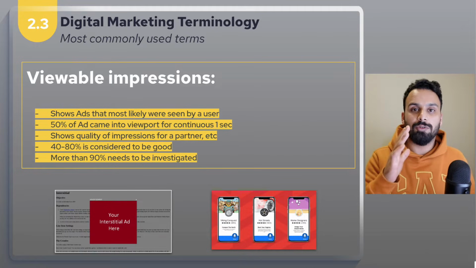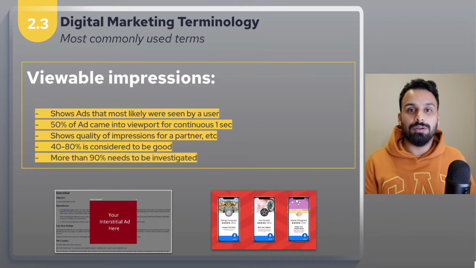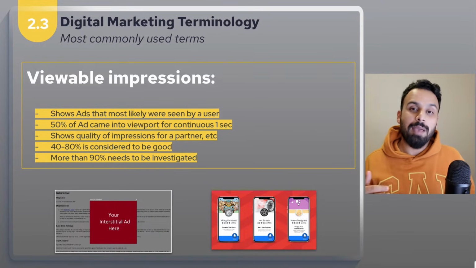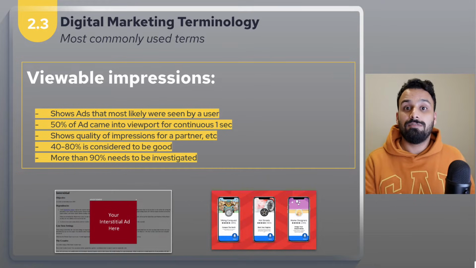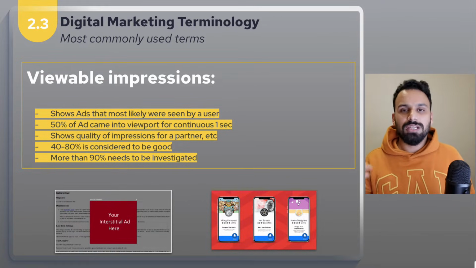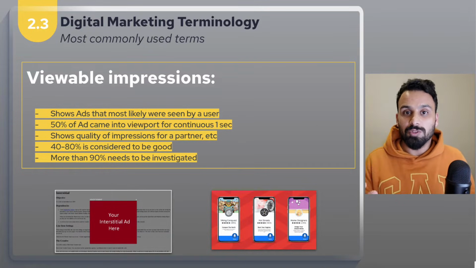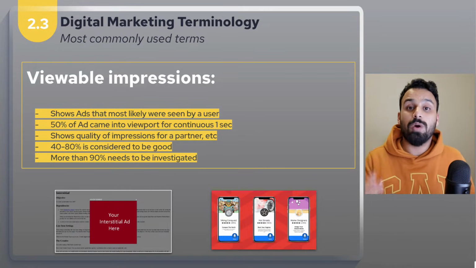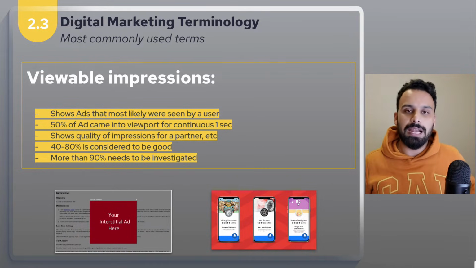So for example, if you're running a campaign on BBC, Google Ads, anywhere, and your campaign has received 100 impressions and your viewable impressions is 40, which is 40% viewability, that means 40% of the times your ad was loaded, it appeared in the viewport for more than 1 second, at least 50% of the ad, right?